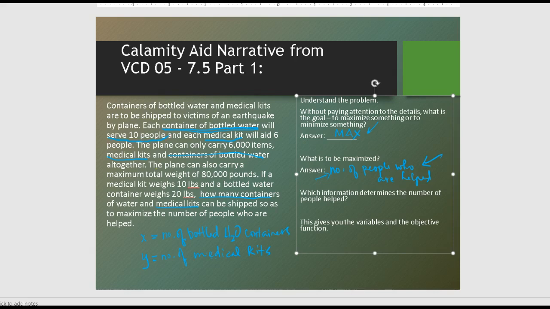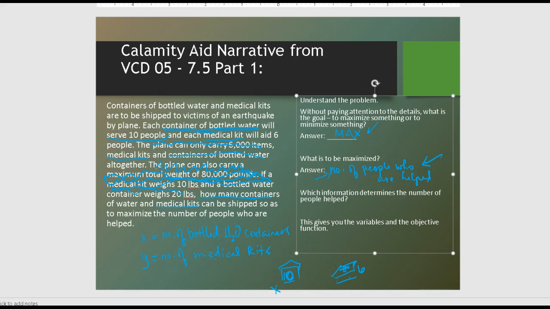And notice that when we are trying to do the objective function, we are actually ignoring this other information, the constraints, and this one too. Okay? So we are looking at this ratio. Every bottled water container helps 10 people, and every medical kit will help how many people? Oh, sorry. The bottled water will help 10 people and the medical kit will help 6 people. So you can imagine associating 10 people with each container and 6 people with each medical kit.